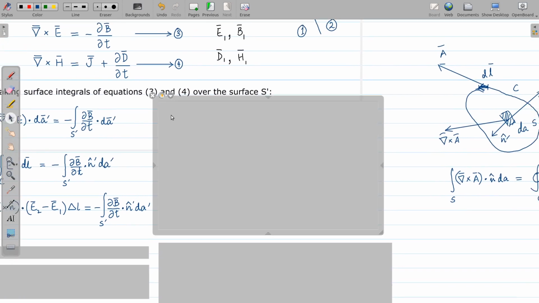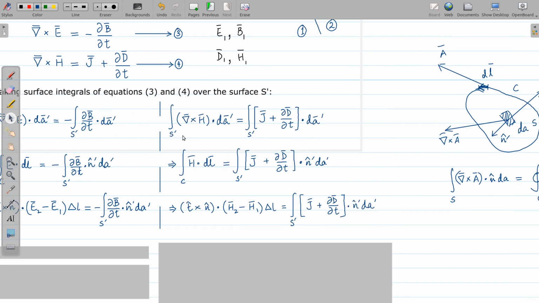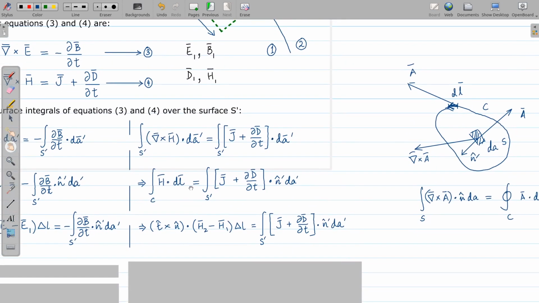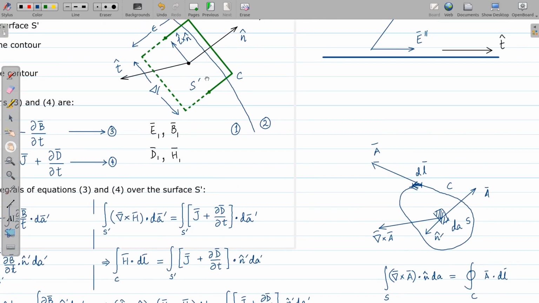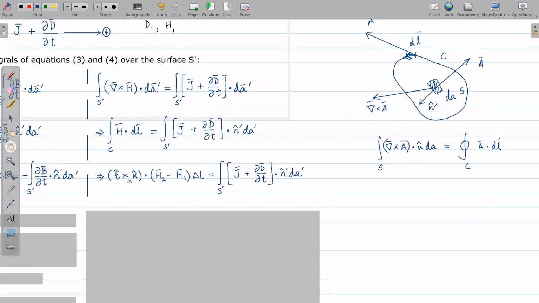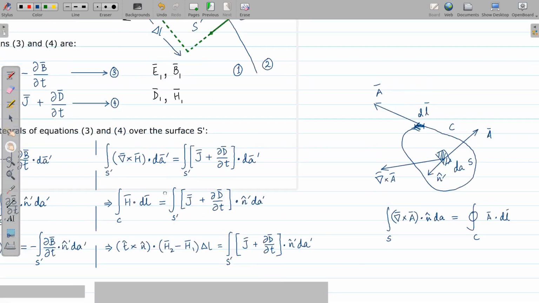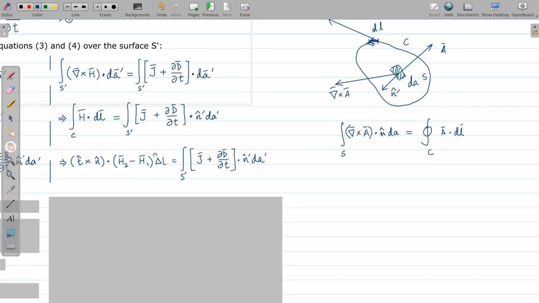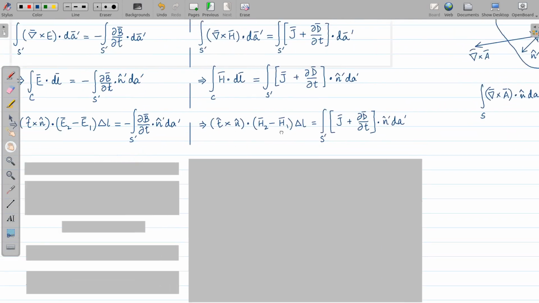Similarly, for the second equation, curl of h is equal to the surface integral of this quantity. We apply the Stokes theorem here and we get this h dot dl. For the same reason, as epsilon tends to 0, only the contribution due to the upper segment and the lower segment is going to remain. So t cap, and this one is again going to give you this direction. So we have this expression which is written like this.